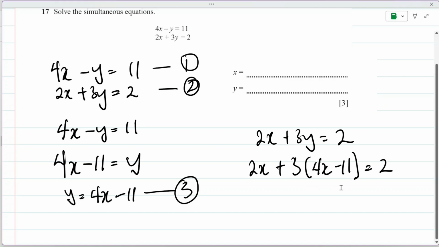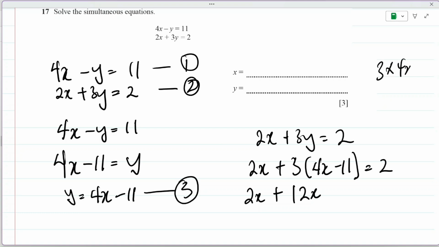If you don't include this bracket, you might get it wrong. This bracket shows that this 3, just like it affects the y, also affects everything that represents the y. That's the 4x and the minus 11. That means when you're opening this bracket, you multiply this 3 times this 4x and this 3 times this minus 11. On the next line, we have 2x plus 3 times 4x is 12x. You should be good with multiplying your algebra by now. That's 3 times 4x. You multiply the 3 times 4, that's 12, then include the x.